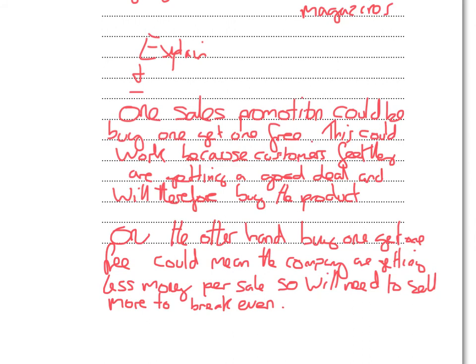On the other hand, buy one get one free could mean, not sure whether that's the right wording or not, the company are getting less money per sale. Now this is why I've thrown in some absolute gold dust. They're getting less money per sale, so we'll need to sell more to break even. That's huge. Now you might not say the break even thing, but all I've done is I said a good thing and I said a bad thing.